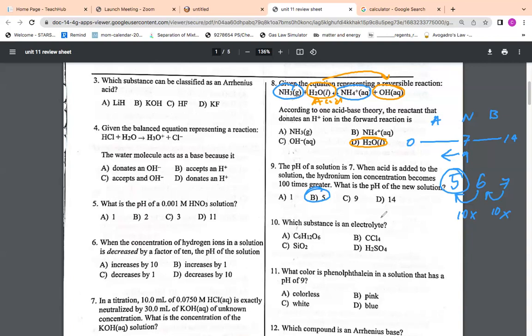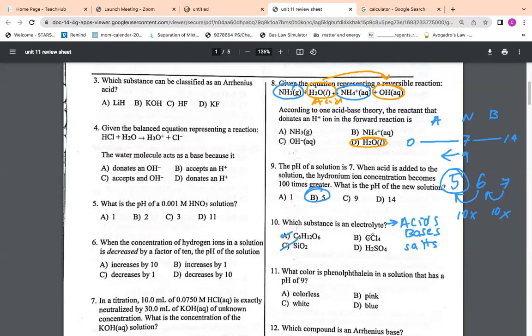Number 10, which substance is an electrolyte? Electrolytes are anything that are acids, bases, and salts. This is sugar, that's ionic. This is the main constituent of sand. This is a molecular solid. You can find this in our notes from unit 7. By the way, for this exam, I definitely recommend taking a look at unit 7 and unit 8. There is a lot of that information kind of all throughout this unit as well.